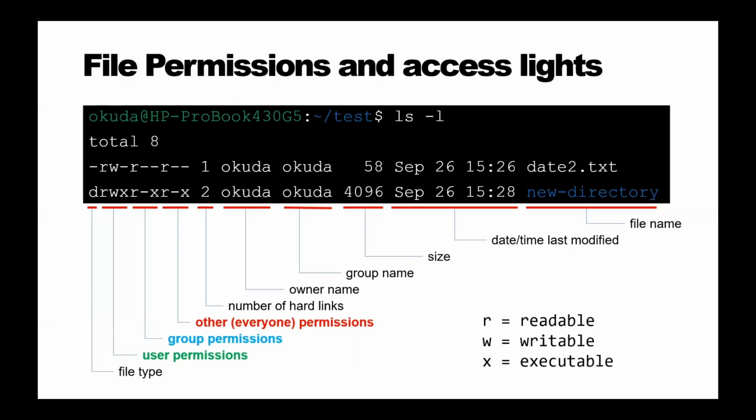The group permissions show what permissions a user who belongs to the Okuda group has. Note that both the user and group name are Okuda. However, one is Okuda user and the other is Okuda group. Other permissions indicate the permissions of a user who is not the owner or a group member. In this case, group permissions and other permissions are the same.